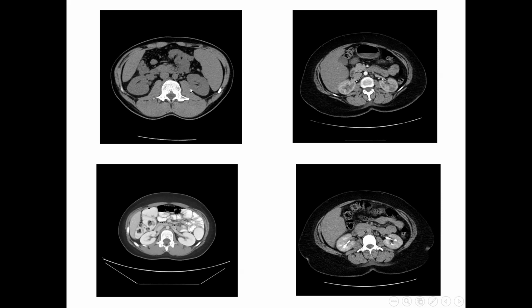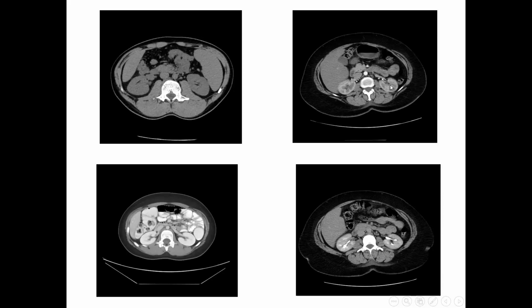So once you do a plain study, the purpose is just to see any stones in the kidney. Once you give the contrast, this is the corticomedullary phase. You can see the cortex and some part of the medulla, which is not taking up contrast. So the contrast is outlining the cortex, and it is still not reaching the medulla. So it's initially in the cortex. So this is known as corticomedullary phase.